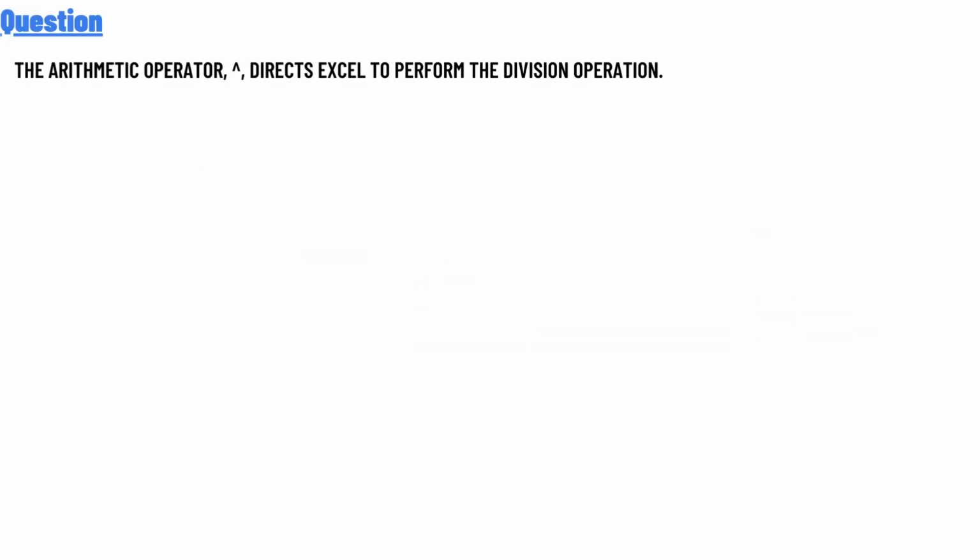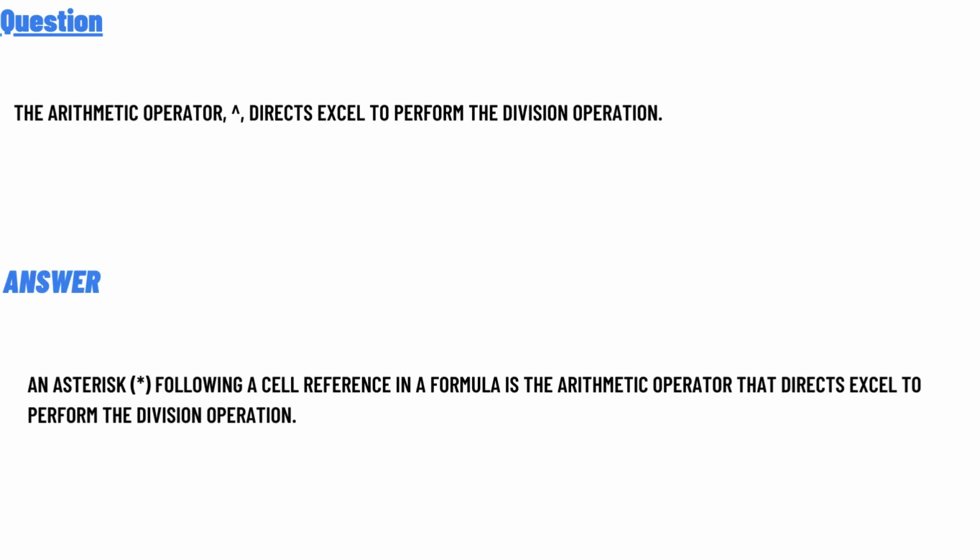So our today's question is: which arithmetic operator directs Excel to perform the division operation? The correct answer to the question is the asterisk following a cell reference in a formula. It is the arithmetic operator that directs Excel to perform the division operation. So that is the answer to the question.